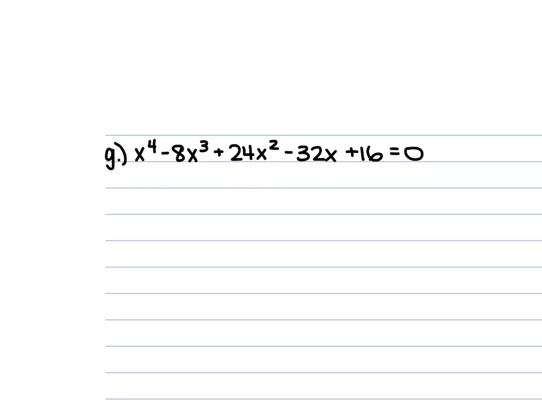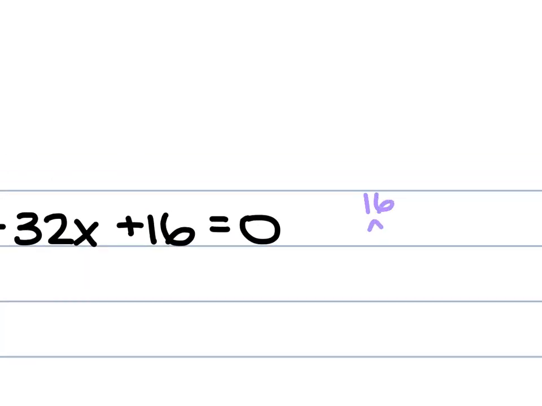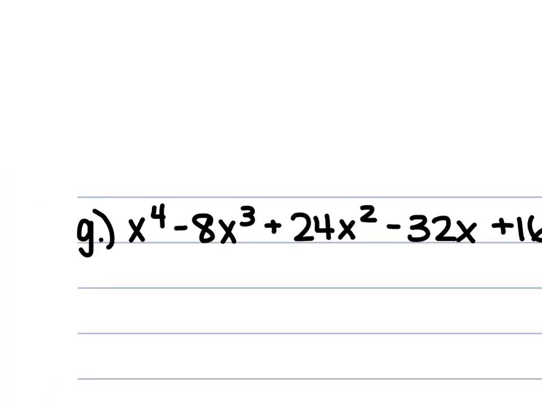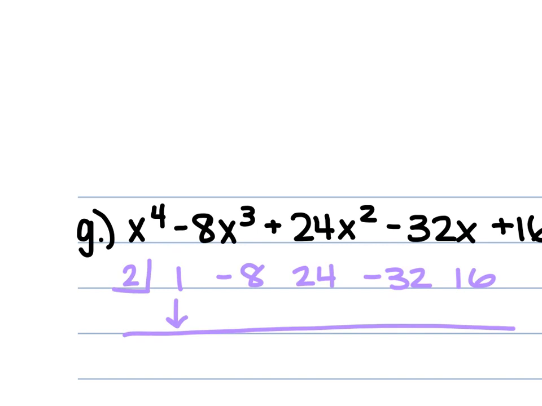If we look at our next set of examples, for g, we have x to the 4th power minus 18x cubed plus 24x squared minus 32x plus 16 is equal to 0. So we're going to find the factors of 16. The factors of 16 are 1 and 16, 2 and 8, 4 and 4. I know because I've done this already that 2 works. So I'm going to take the 2, put it in my box. I'm going to use 1, negative 8, 24, negative 32, and 16, and use my synthetic division.